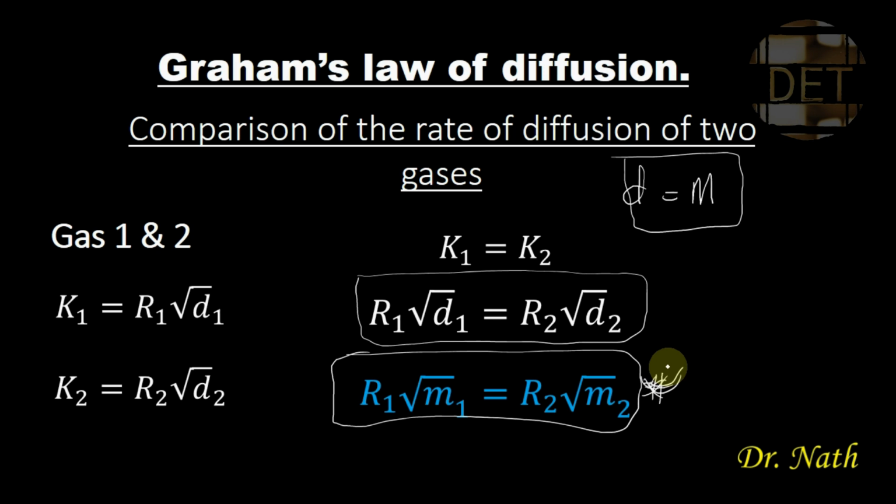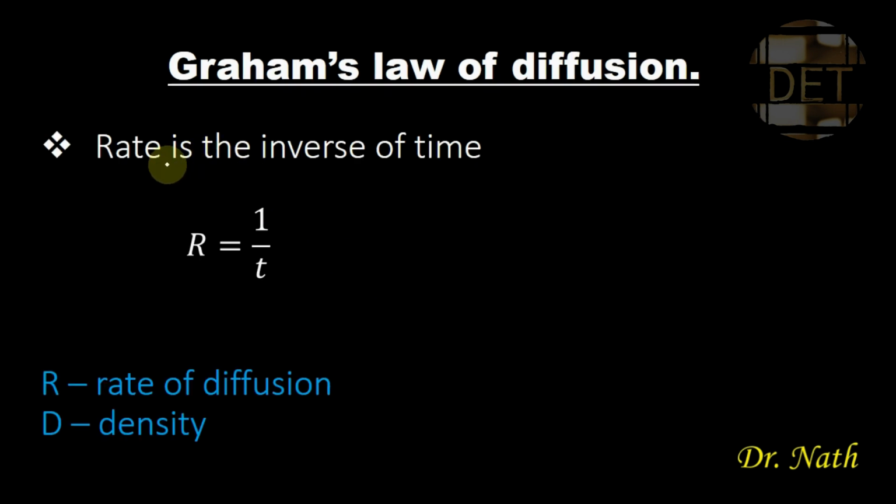Then another point that you must consider here is that rate is the inverse of time. You must understand this fact that rate is the inverse of time. So that tells you mathematically that rate is equal to 1 all over t. So if rate is the inverse of time, that means I can substitute rate with 1 all over t.